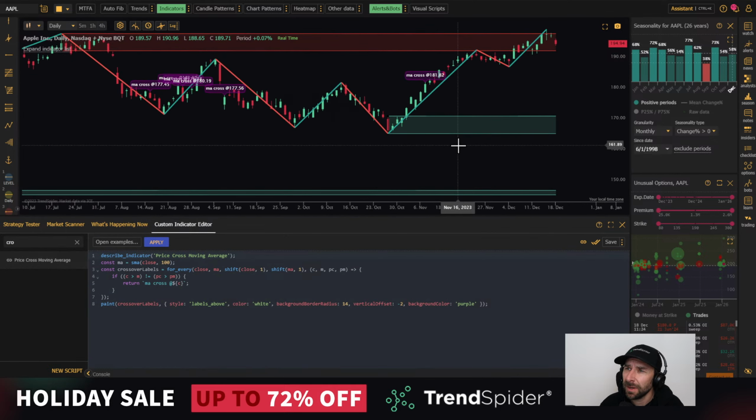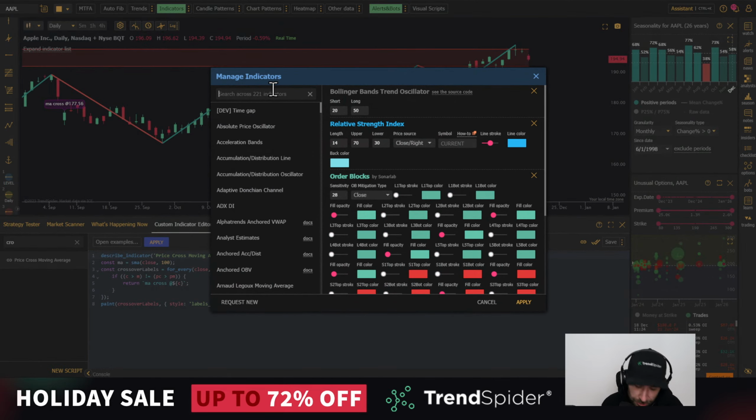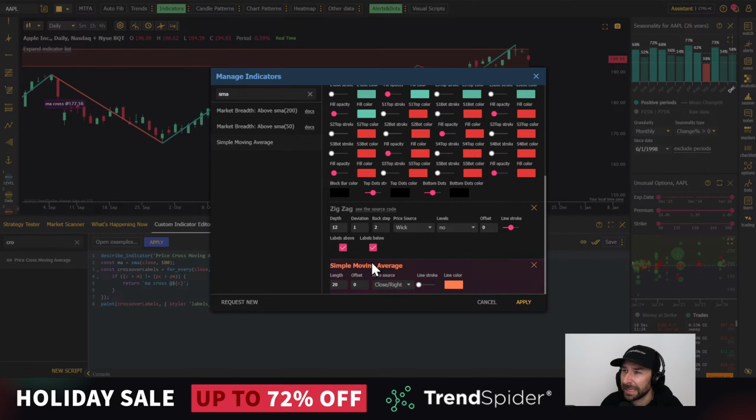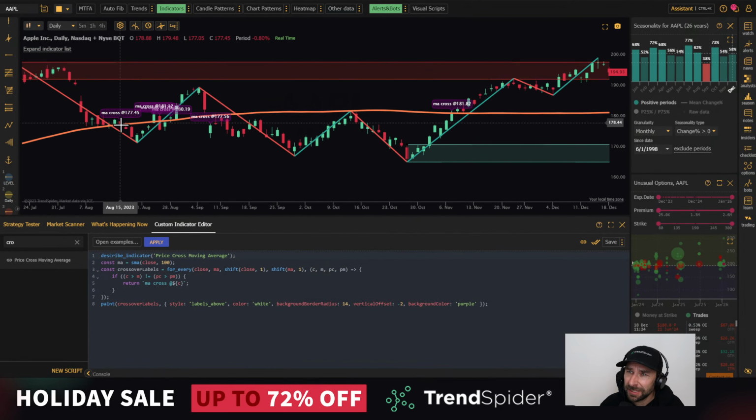So we have this indicator, and this is a custom written script. What this is doing, and let me see, it's the 100 SMA. You can make this whatever you want as far as indicator is concerned. So here's the 100 SMA on my chart. And it's essentially every time price crosses that 100 SMA, whether to the upside or the downside, it's putting a little label.